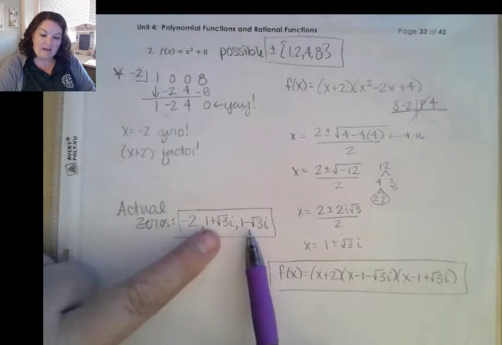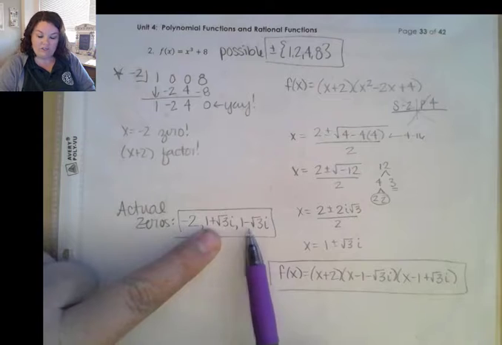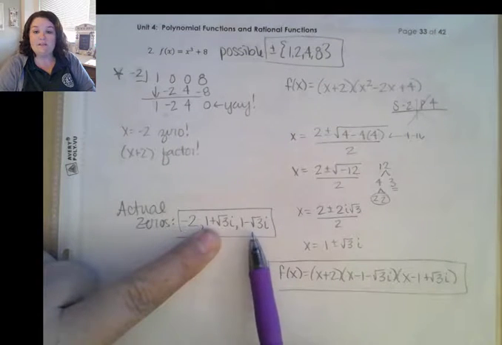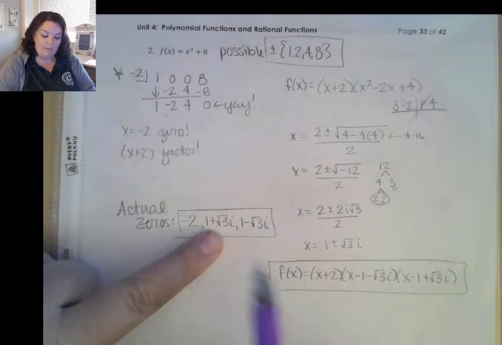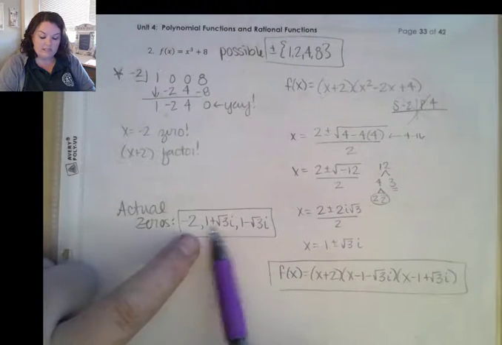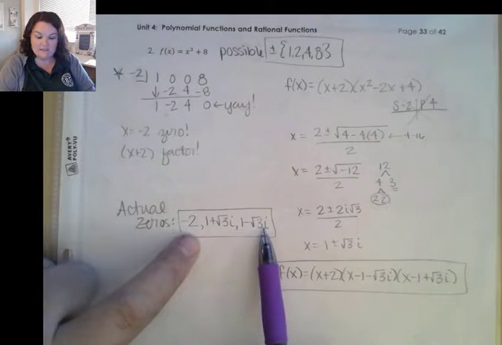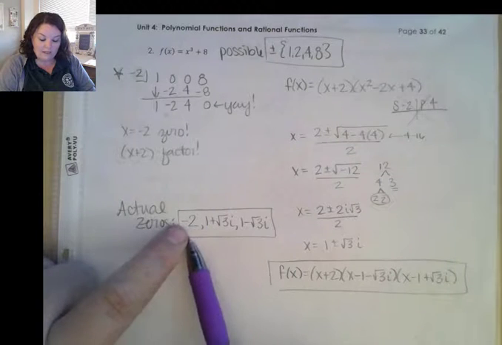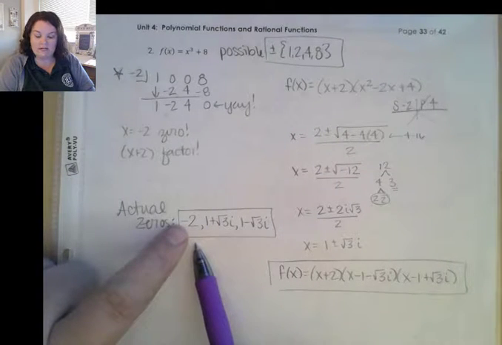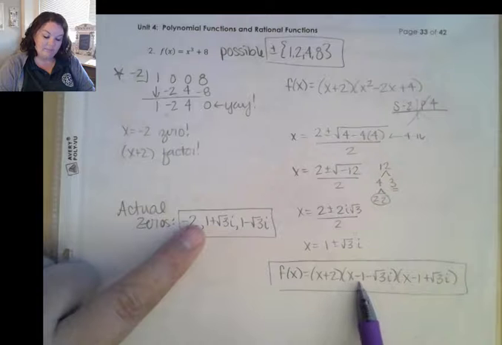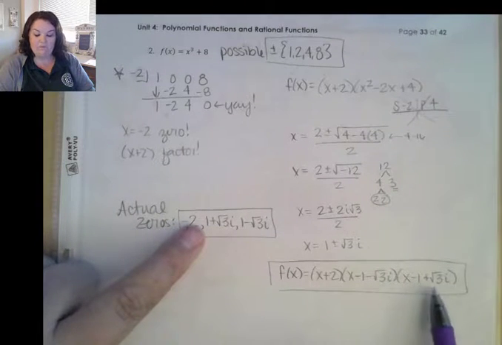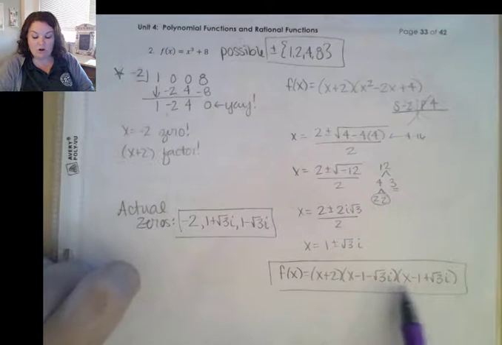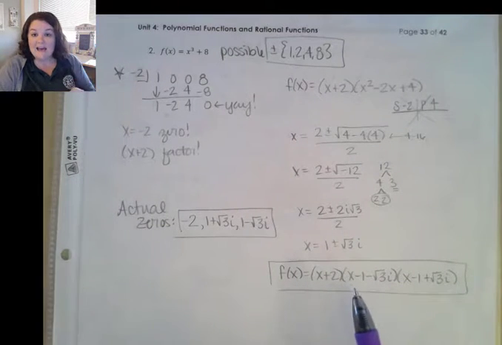And then once we have these two solutions, we should be able to write them as factors. So remember, it's like saying x equals this and x equals this, and we would have to move the 1 and the radical to the other side. So we would end up with x minus 1 minus square root of 3 i and x minus 1 plus square root of 3 i. Make sure all of your factors have a variable, okay?